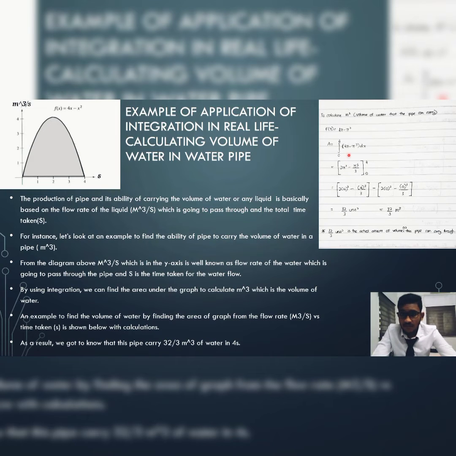When we integrate 4x, it will be 2x squared, and when we integrate x squared, it will become x cubed over 3. So we have to replace x with 4, and here we have to replace x with 0. The total result we get is 32 over 3 unit square. So the 32 over 3 unit square is the actual amount of volume that the pipe can carry through in the total of 4 seconds. This is how integration actually works in real life.